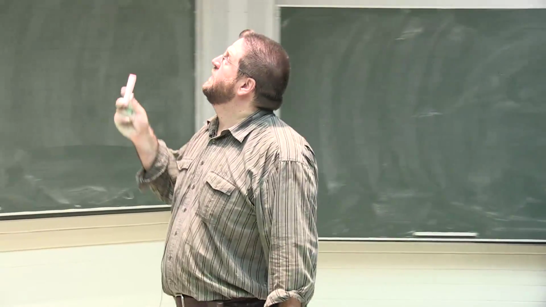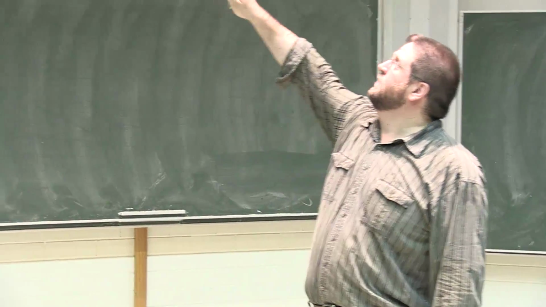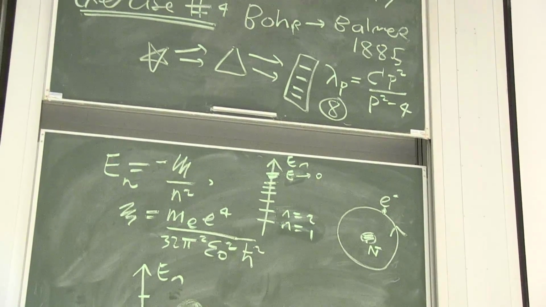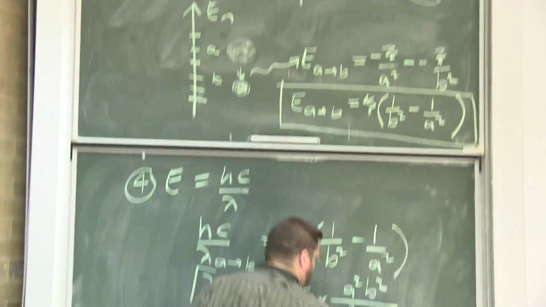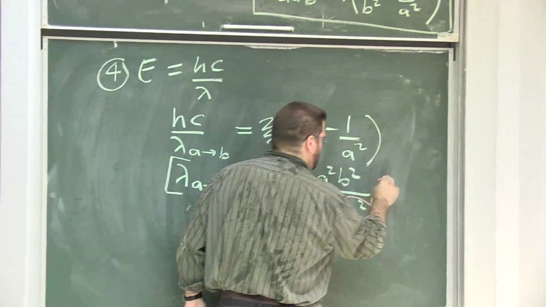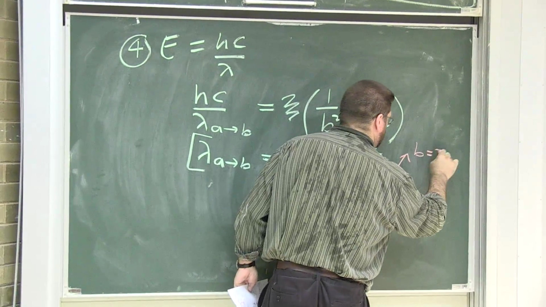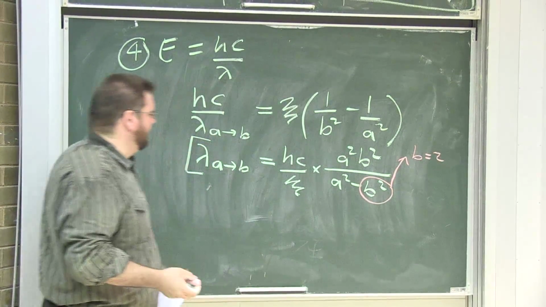P squared. B squared is 4, beautiful. Lambda equals something is equation 8. You focus on the denominator. There's a p squared minus 4. So this is telling you that b squared has to be 4, hence b equals 2. So we can let b equals 2.